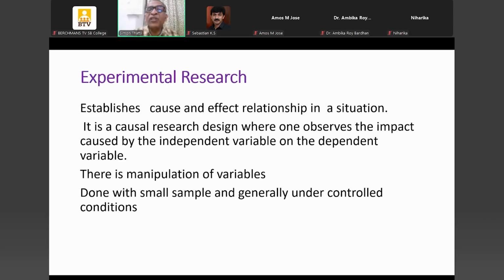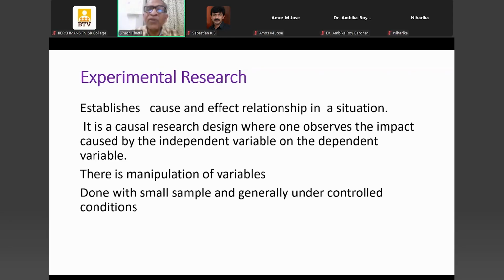This is actually looking into cause-effect relationship in a situation. Whether rainfall is responsible for the production of a particular agriculture crop like paddy, whether price is influencing demand, whether health or food has got an impact on long life. So cause and effect. So it is causal research design, where one observes why something is caused. And is it caused by the independent variable, or is it impacting? They try to look at the impact of the independent variable on the dependent variable.